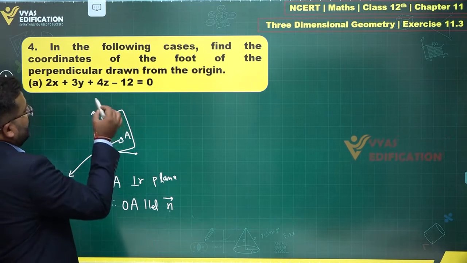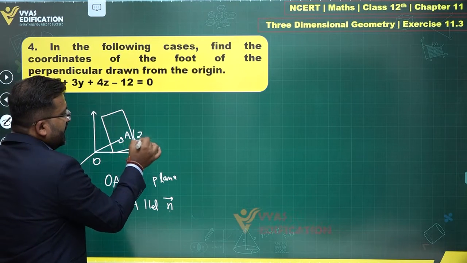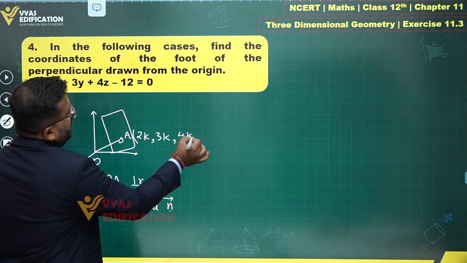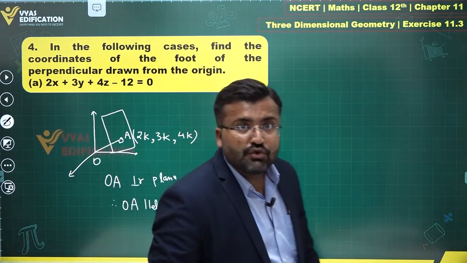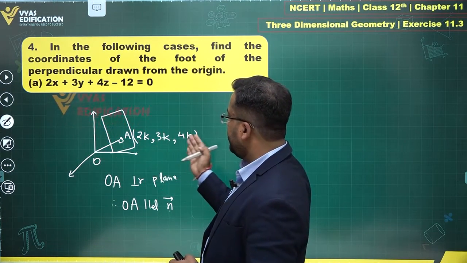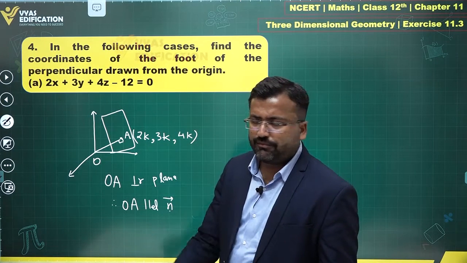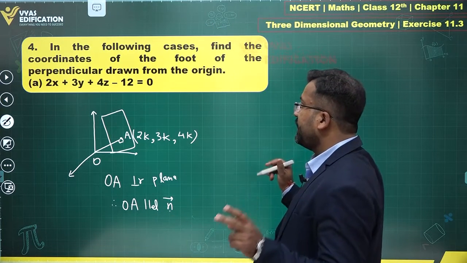Or indirectly you can say, okay, N vector is 2i cap, 3j cap, 4k cap. So the coordinates of A will be 2k, 3k, 4k, so that the direction ratios remain proportional, right? That's important. Direction ratios of OA will be 2k, 3k, 4k. Direction ratios of normal will be 2, 3, 4, right? They are proportional. Is that okay? Yes. Once this is okay, then your life becomes very easy.